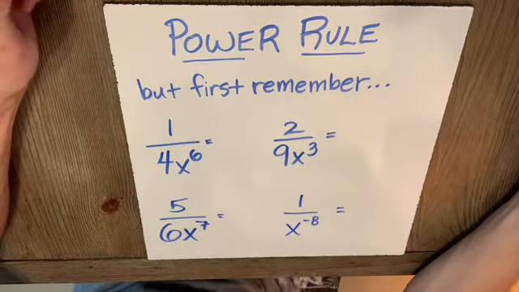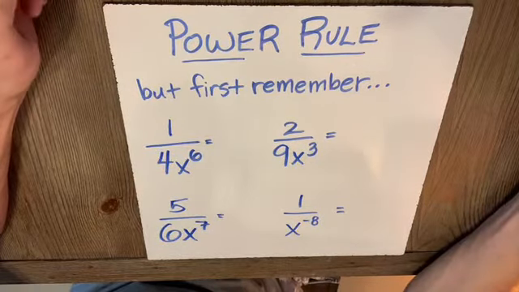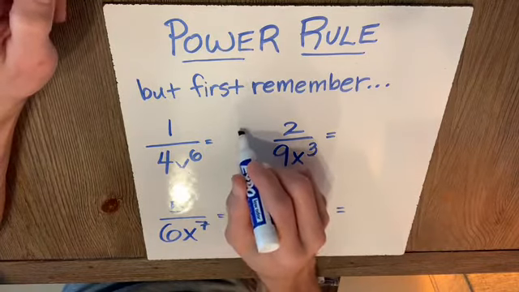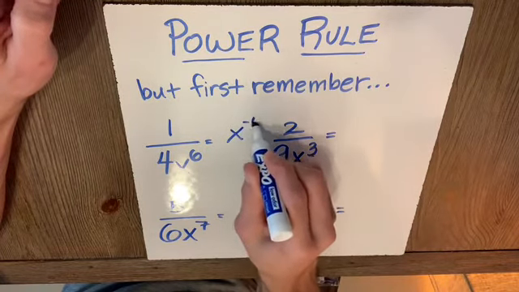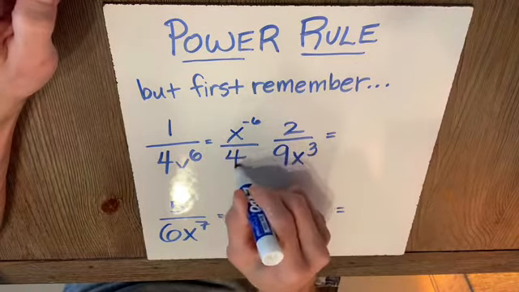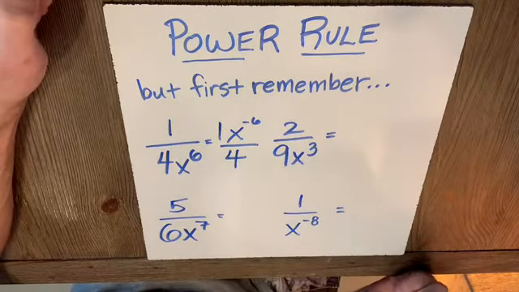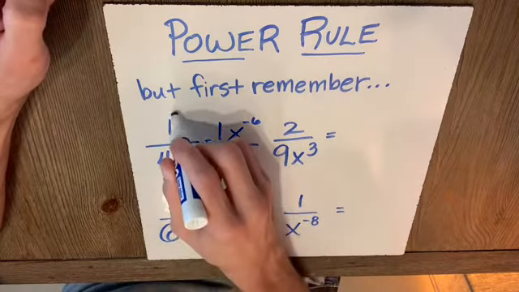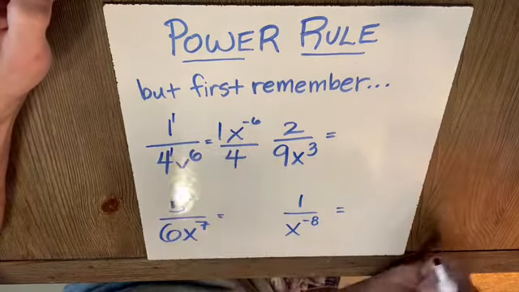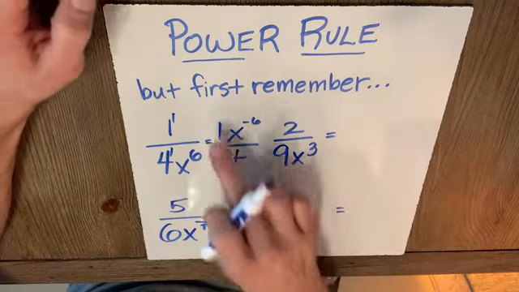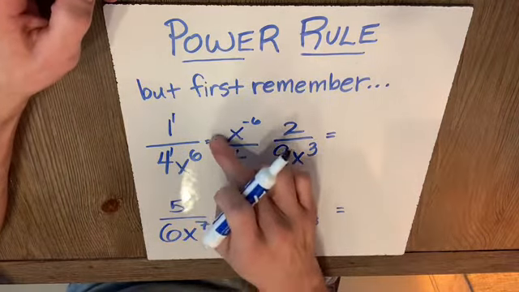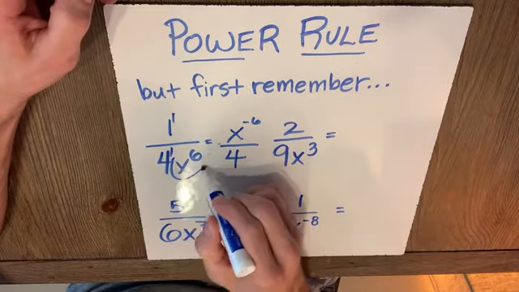Some examples of that first rule are 1 over 4 x to the 6. We could write this as x to the negative 6 over 4. Now that's really 1 times x to the negative 6. This is x to the first power, and this is 4 to the first power. Those are going to stay where they are. Of course, I don't really need that one now, do I? It's the x to the 6th power that's moving.